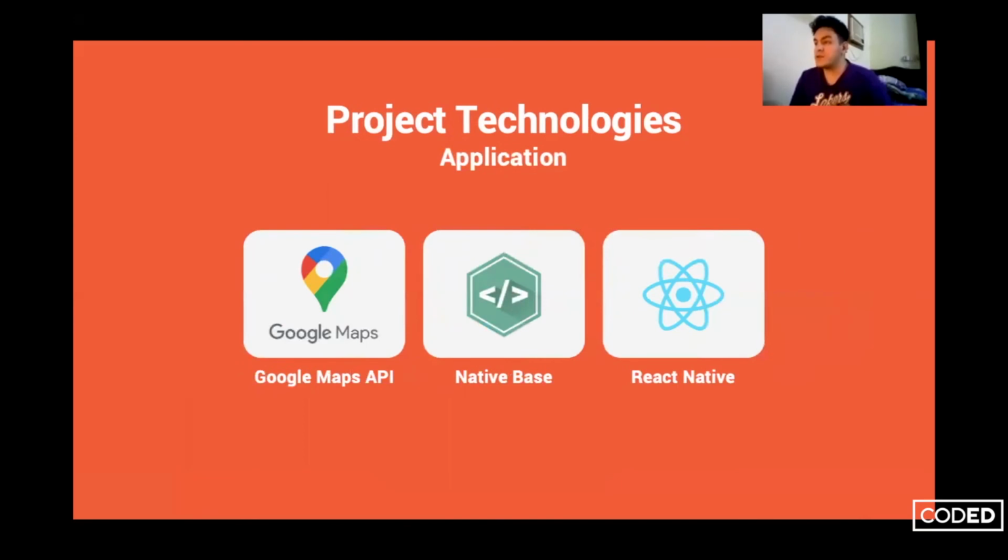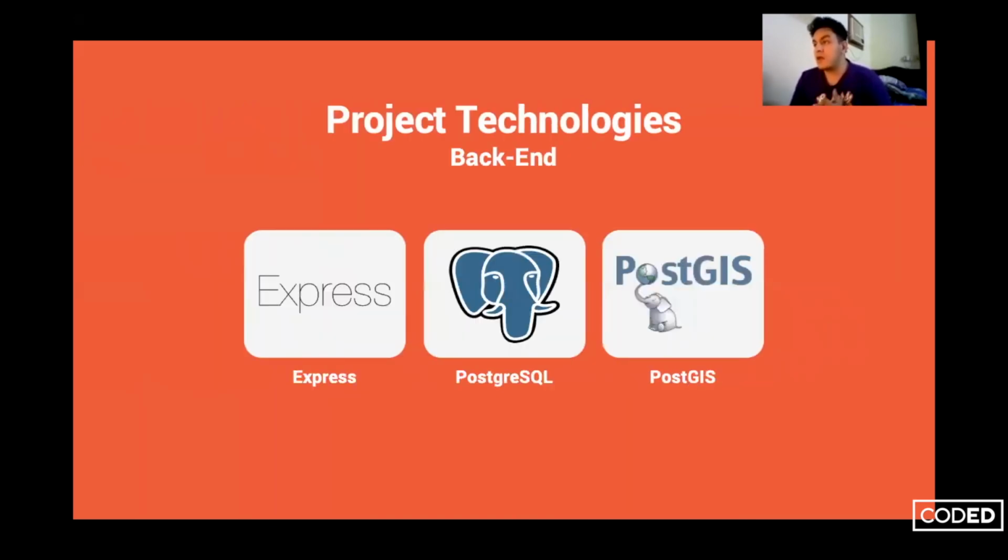For the mobile project, we used React Native Base along with Google Maps API to provide the map for the user to see the food truck locations and also to be able to navigate to them. And for the backend side, we used Express, PostgreSQL, along with PostGIS, which is a special extension for the PostgreSQL database to be able to deal with geolocations and save the user location along with the food truck location.